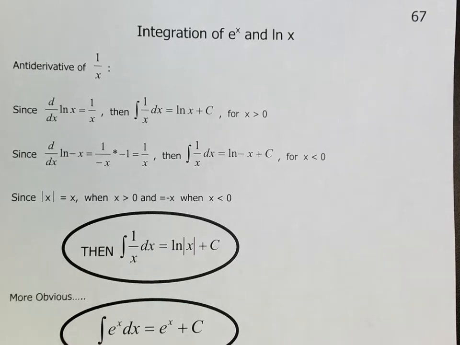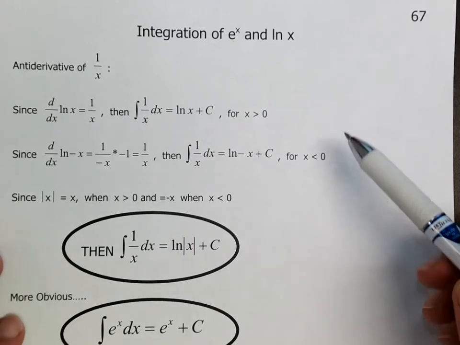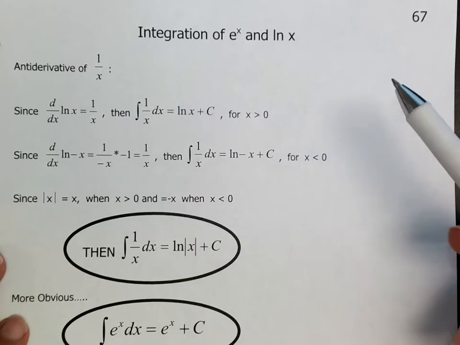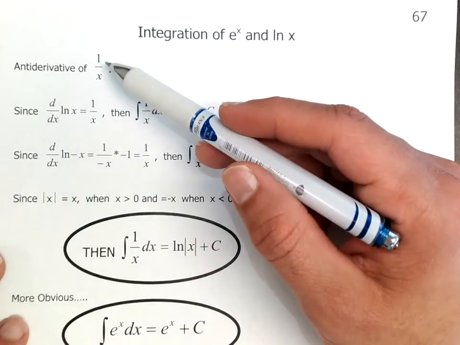Alright, this is topic 67. We're going to integrate e to the x and the natural log. So again, we're integrating Euler's number and the natural log. So let's start off with this. What is the antiderivative of 1 over x?